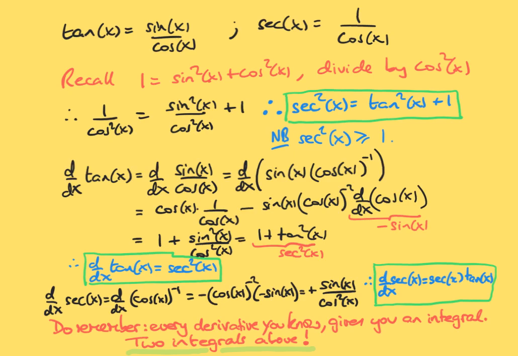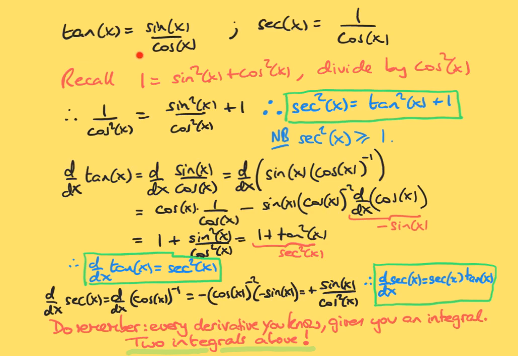Note, by the way, that this also shows you that secant squared is always greater than or equal to 1, because tangent squared is greater than or equal to 0, and it's plus 1. Okay, so that's a very important relationship, and anytime you see secant or tangent, this relationship is possibly going to be useful.